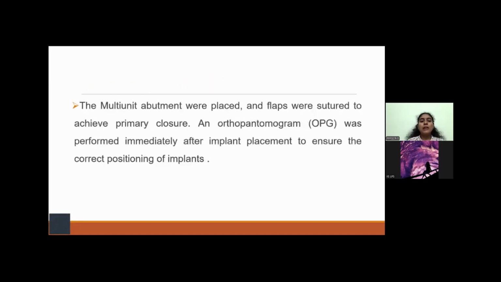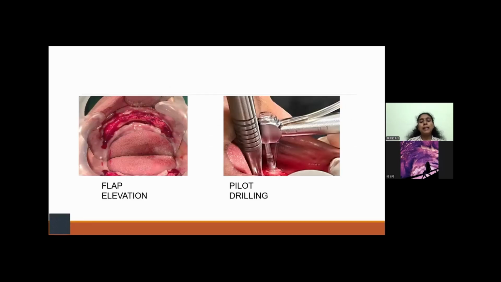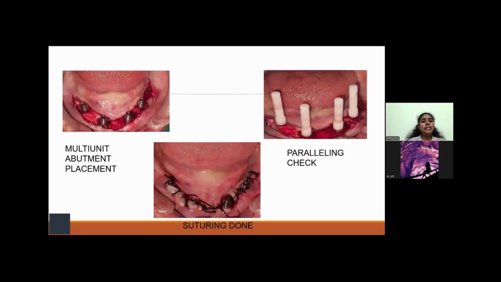After flap elevation, pilot drilling was done first to establish the implant position and angulation, followed by sequential drills. Subsequent drills of increasing diameter were used to gradually prepare the osteotomy site, and multi-unit abutments were placed, with a paralleling check to verify the implant angulation. Suturing was then done.